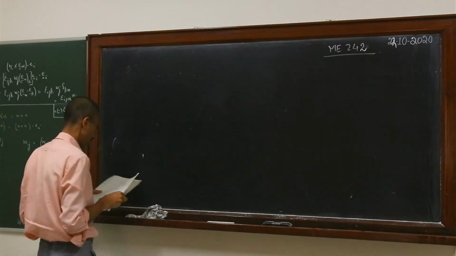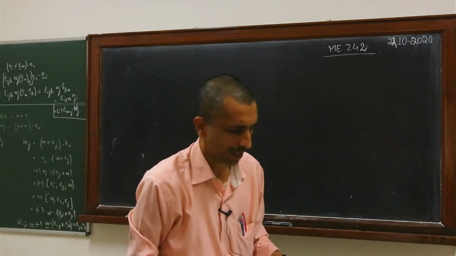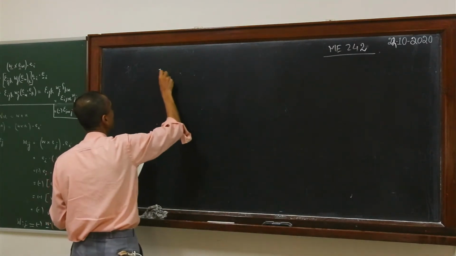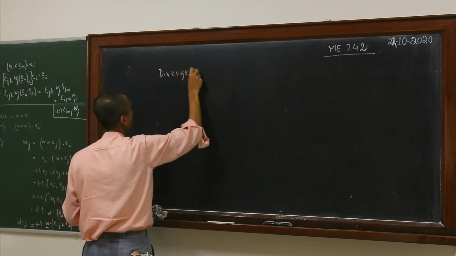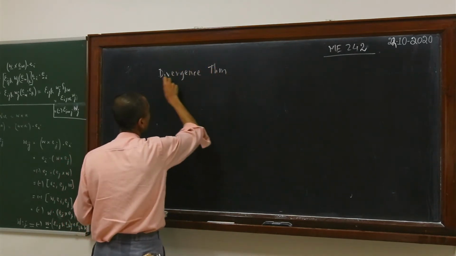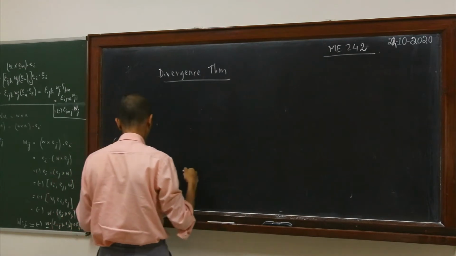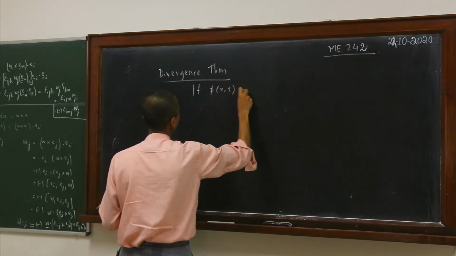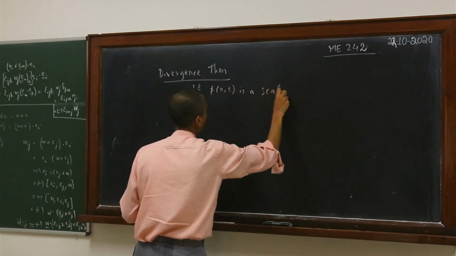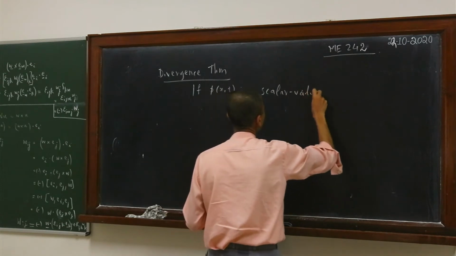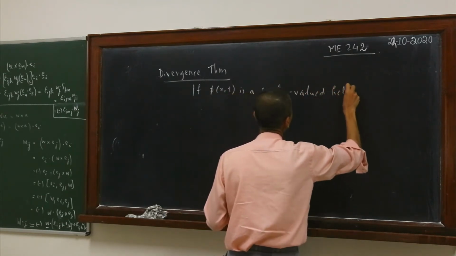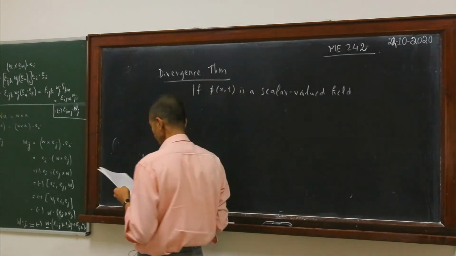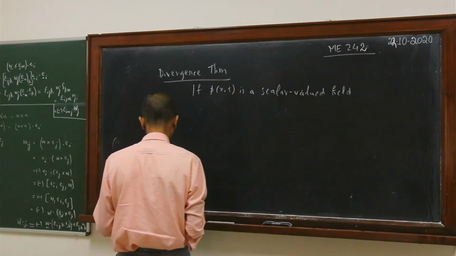This is a very important theorem, the divergence theorem, and we will use it extensively at a later stage. The divergence theorem: if phi of x comma t is a scalar valued field, for example temperature or density or so on, that's a scalar valued field.